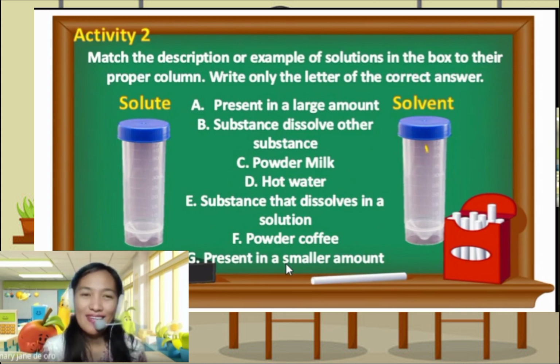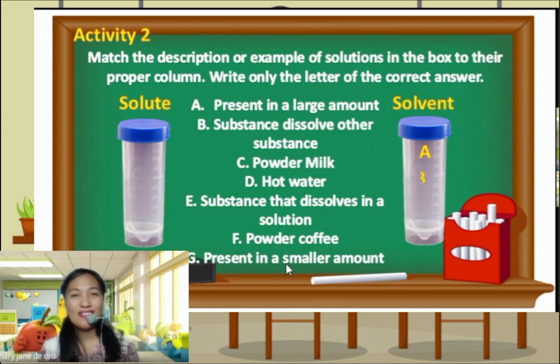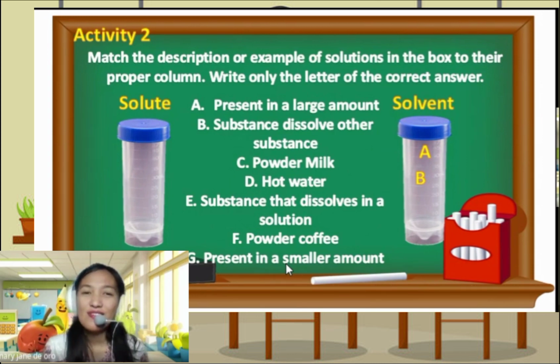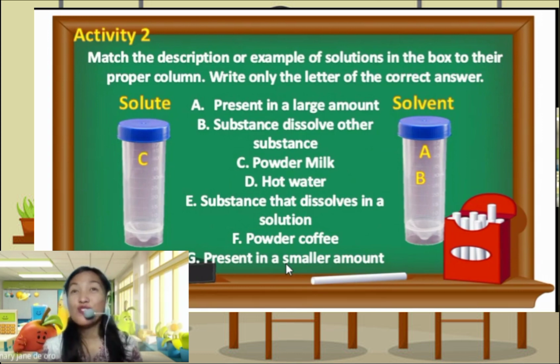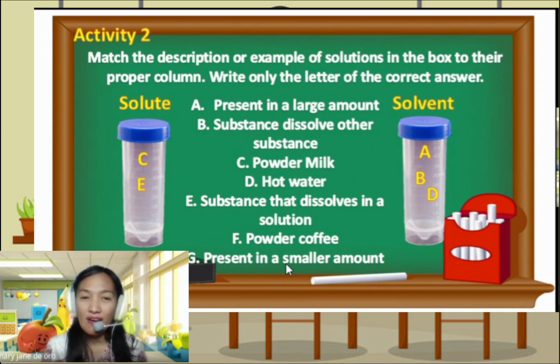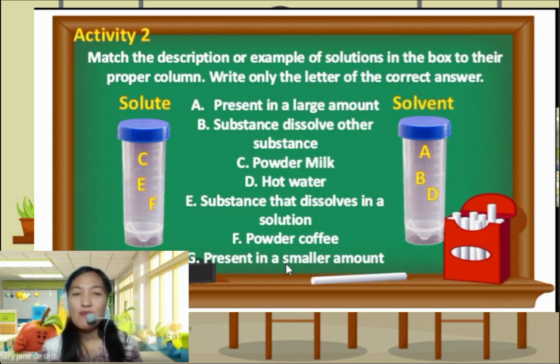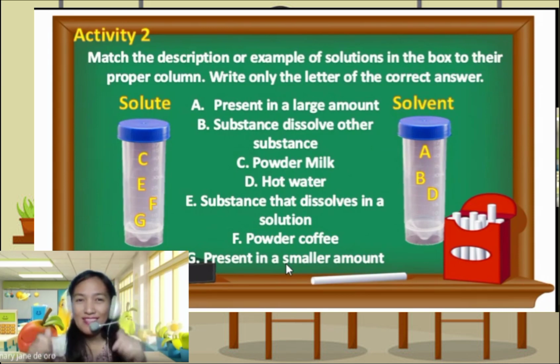Okay, for letter A, present in large amount, it is a solvent. Letter B, substance that dissolves other substance, it is also a solvent. Next, letter C, powdered milk is under solute. Letter D is under solvent. And letter E, substance that dissolves in a solution, is under solute. Letter F, powdered coffee, is also under solute. And letter G, present in a small amount, that would be under solute. If you got all the 7, you have 7 points in it.